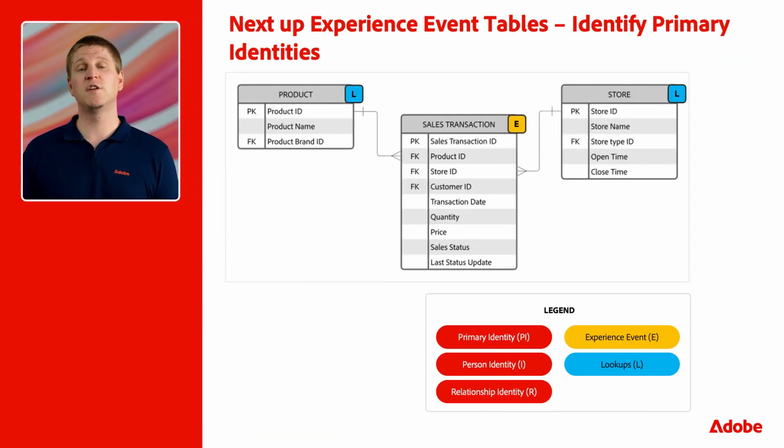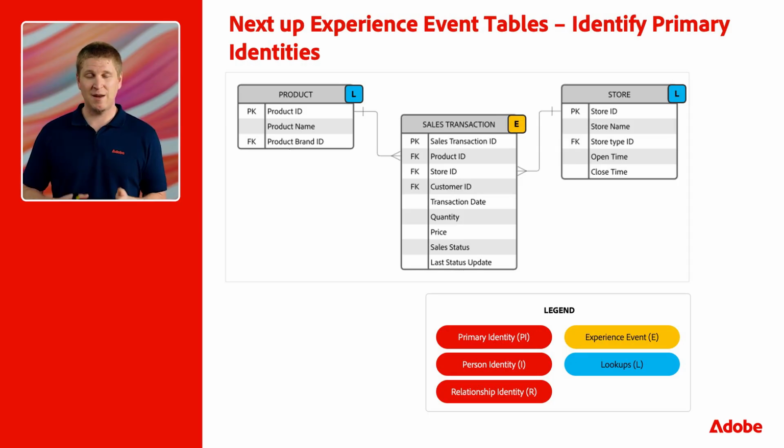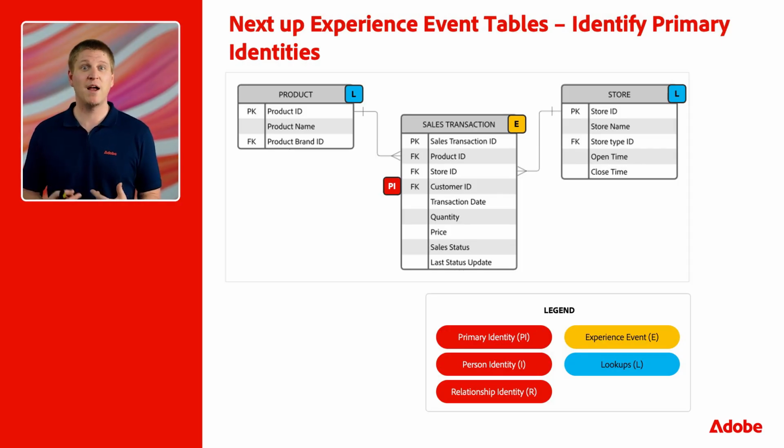Next, we're going to move on to the experience event tables, and we're going to follow the same set of steps. We first want to identify the primary identity of the sales transaction table. Now remember, this should signify what person the sales transaction belongs to. In this case, the only viable field here is the customer ID, and therefore this would be labeled as a PI. If, in a scenario, you could not find something to label, it begs the question of how did this become an event table to begin with? So keep that in mind.